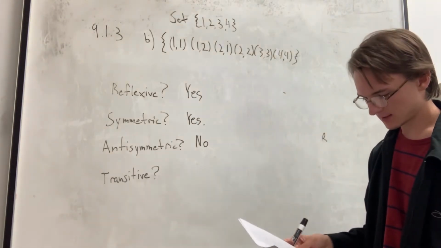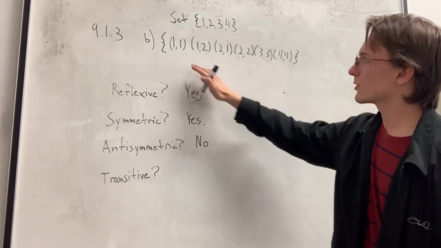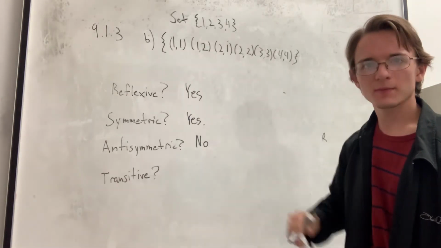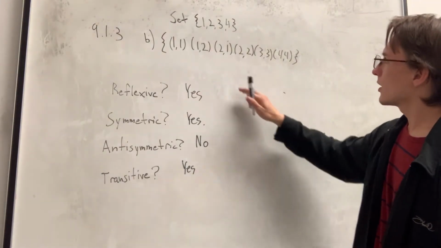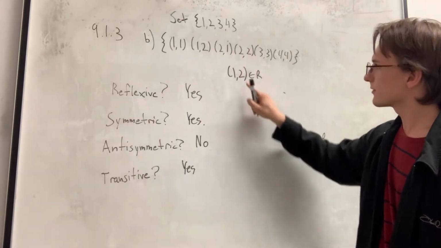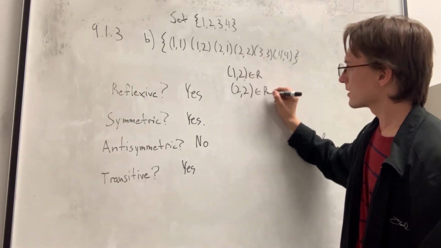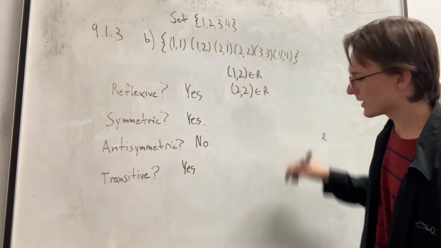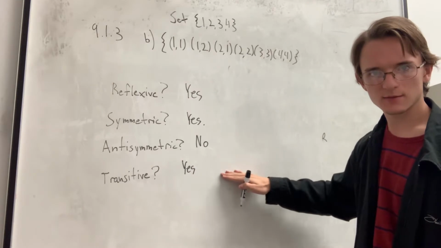Is it transitive? Well, we don't have that many values to check, but for any case where the right-hand side of a pair matches the left-hand side of another pair, clearly transitivity holds. So for example, we have 1 comma 2. We have 2 comma 2 as well. So therefore, 1 comma 2 should exist in our relationship, and it already does. So we can see that in all cases it's transitive, therefore the relationship is transitive.